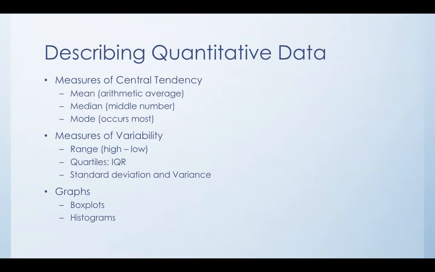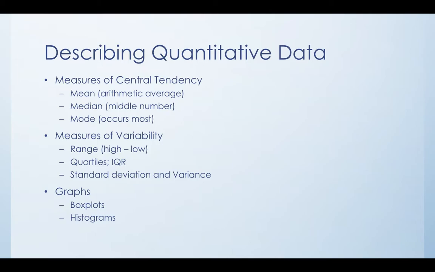Describing quantitative data, we typically look at three things. We look at measures of center, which are officially called measures of central tendency. We use the three M's: the mean, the median, and the mode. The mean is nothing more than the arithmetic average. The median is the number that resides in the center when your data set is arranged from low to high. The mode is the piece of data that occurs the most.